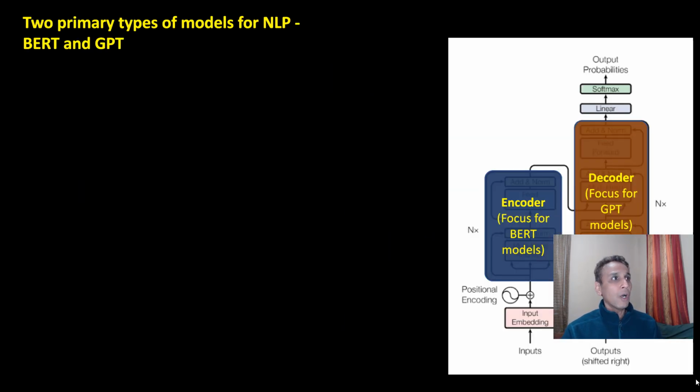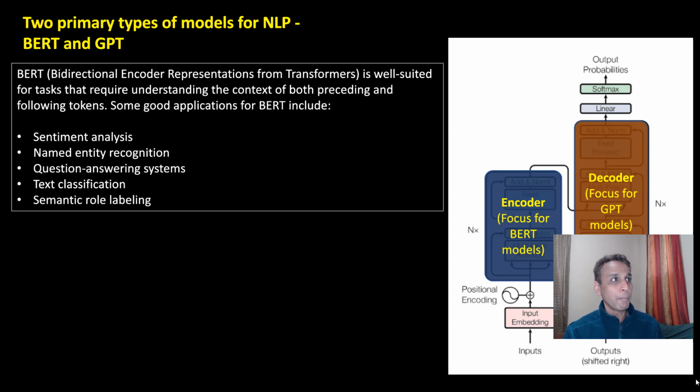Okay, now moving on, there are two primary types of NLP. You'll hear two different terms. You've probably already heard of them. One is BERT and the other one is GPT. GPT is more famous because most of us use it or interacted with it or heard about it. But BERT stands for bidirectional encoder representation from transformers.